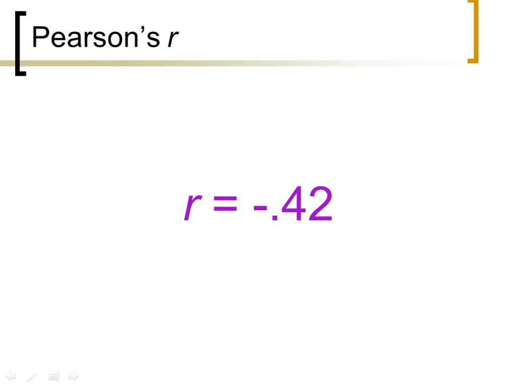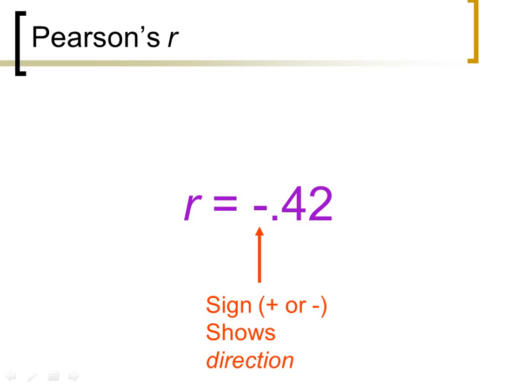And so we don't usually put a 0 in front of it, like 0.42. Computer software sometimes does, but when we write it out ourselves, we just put negative point or plus point. So the negative sign, or if it's not there, it means it's positive, shows us the direction of the correlation. This is a negative, so this means it's a negative correlation, so the line is going from upper left to lower right. If it were positive, it would mean it was a positive correlation.